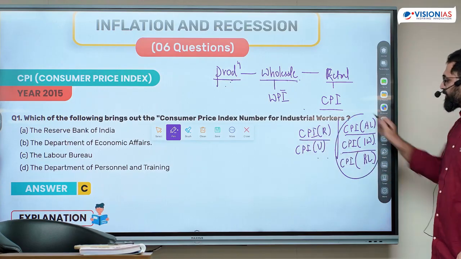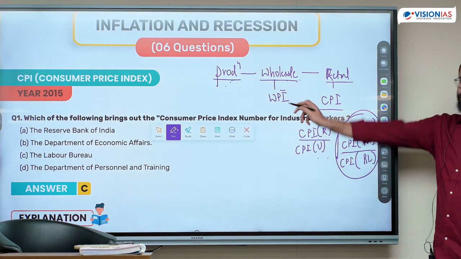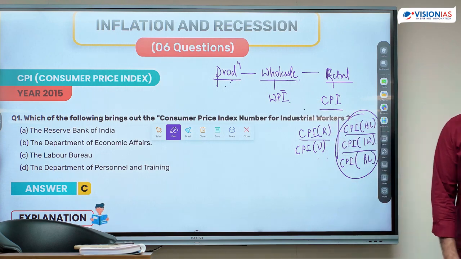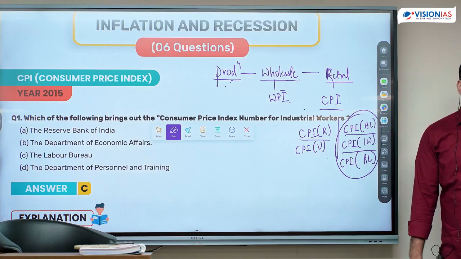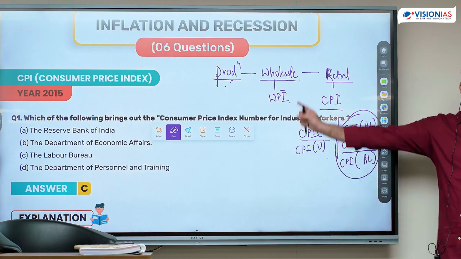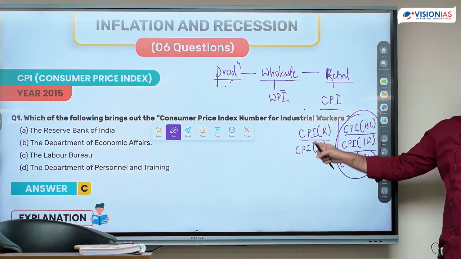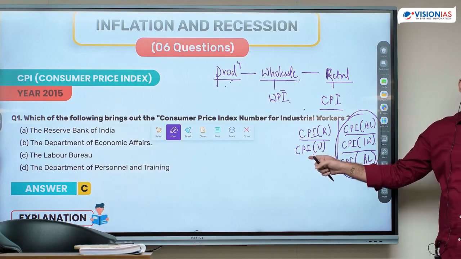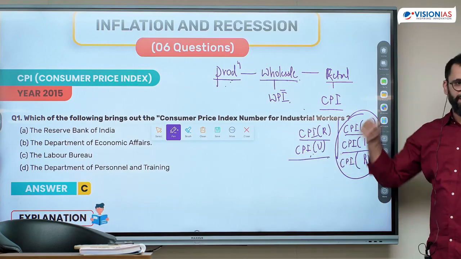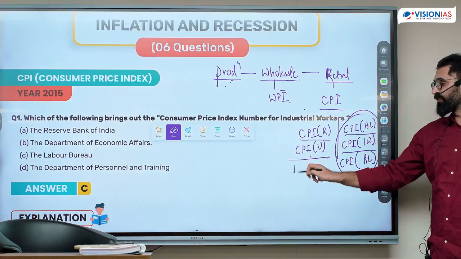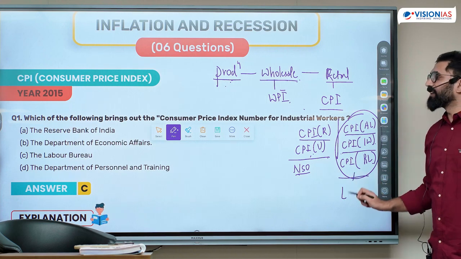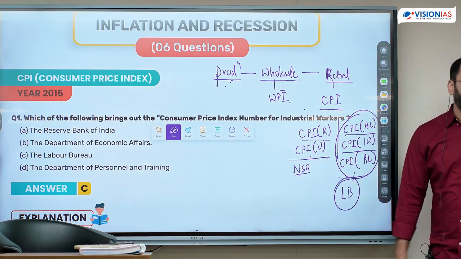Now, who publishes all of this? First, who publishes WPI? Ministry of Commerce. What is the office name? The Office of the Economic Adviser, DPIIT, is what comes out with WPI. CPI, combined rural and urban, is by the NSO. Earlier it was CSO, but CSO and NSSO were combined into one office, that is NSO. These three? The answer: this is done by the Labour Bureau.